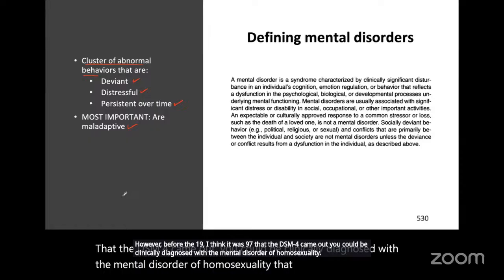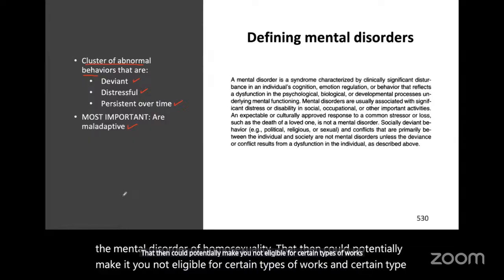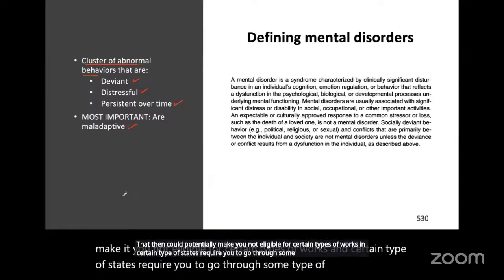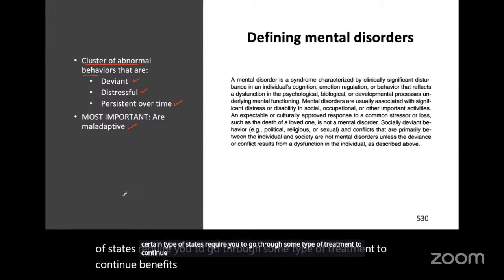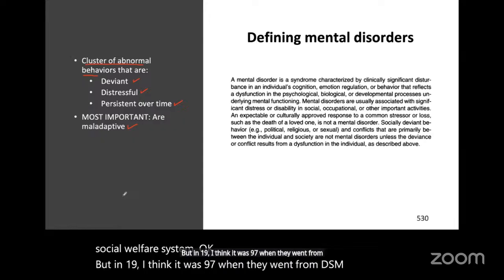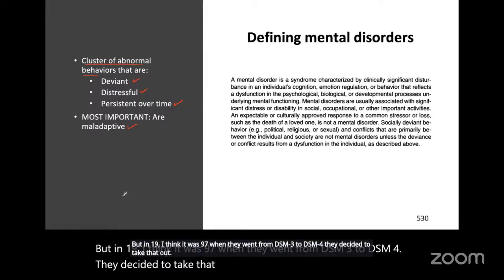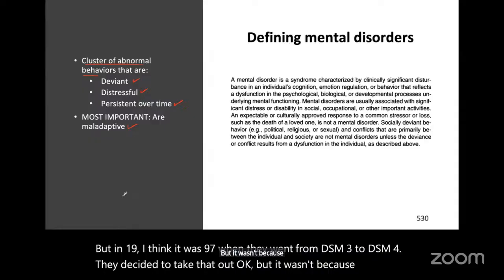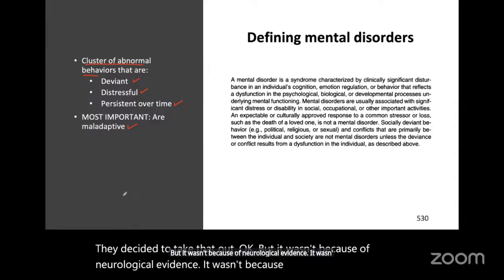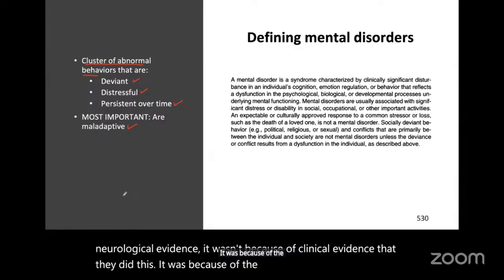that then could potentially make you not eligible for certain types of work in certain states, or require you to go through some type of treatment to continue benefits through your insurance company or through the social welfare system. Okay. But in I think it was 97 when they went from DSM-3 to DSM-4, they decided to take that out. Okay. But it wasn't because of neurological evidence. It wasn't because of clinical evidence that they did this. It was because of the changing perceptions of what it meant to be homosexual.